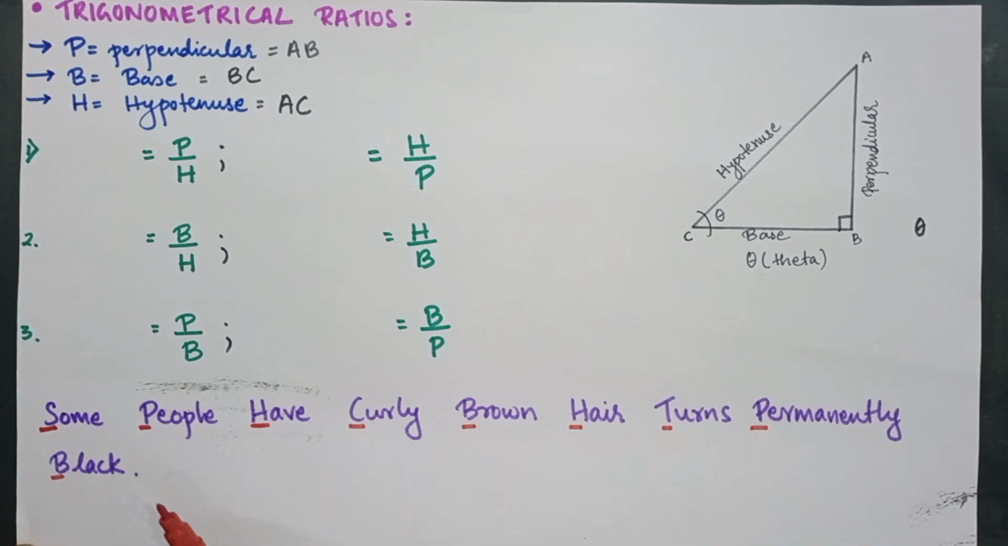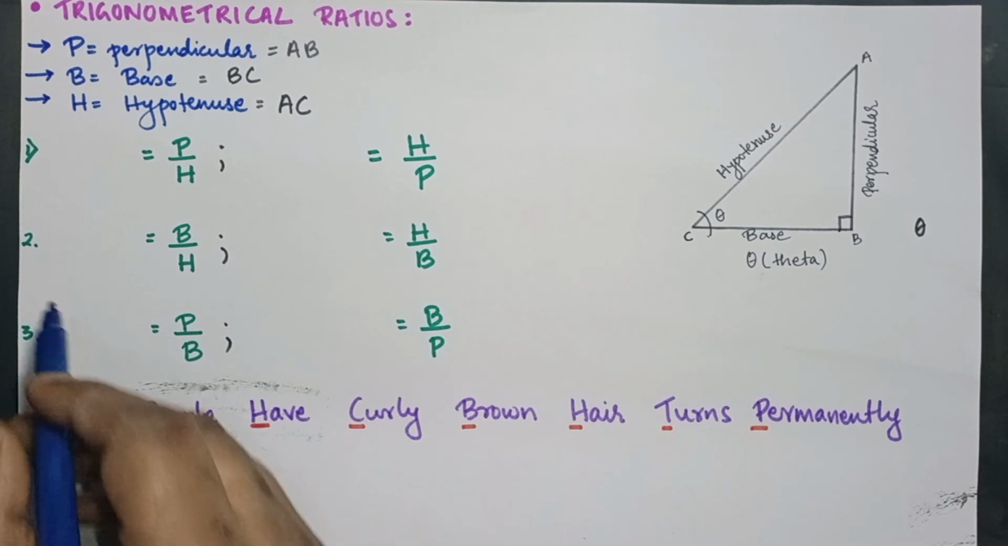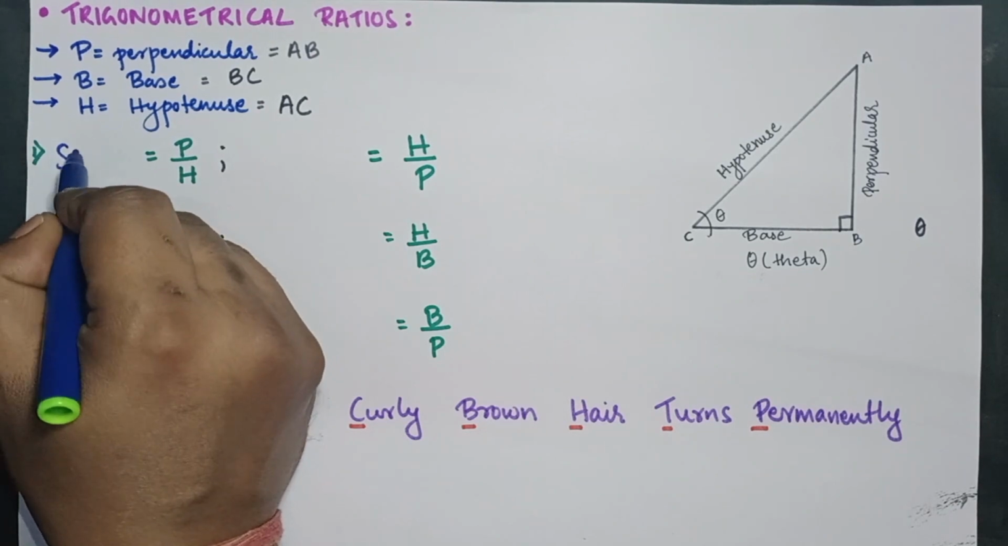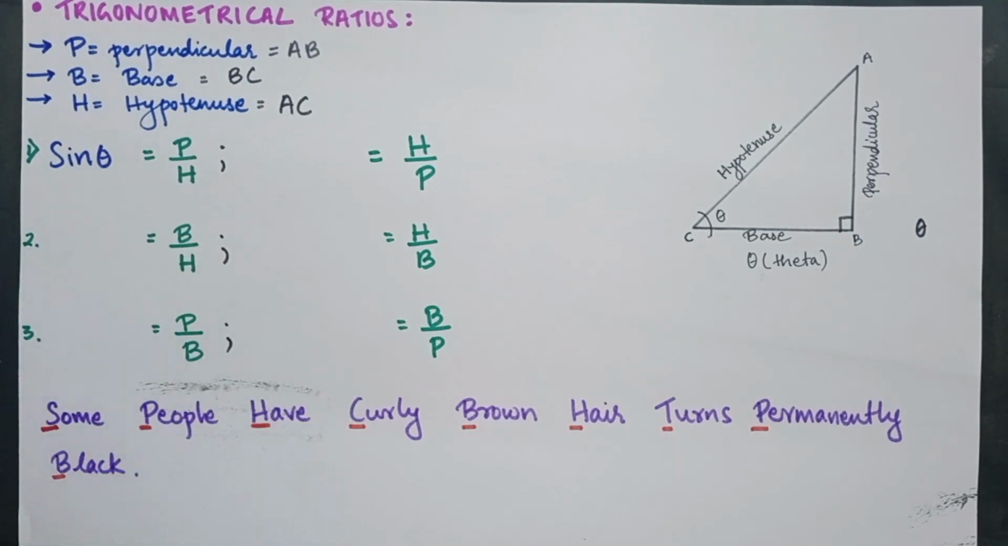So this is your mnemonic, which helps us to remember the trigonometrical ratios. Number one, S. P means perpendicular, H means hypotenuse. So what will S stand for? S means it will be sine theta. So sine theta is perpendicular over hypotenuse. Hope you are clear with this.